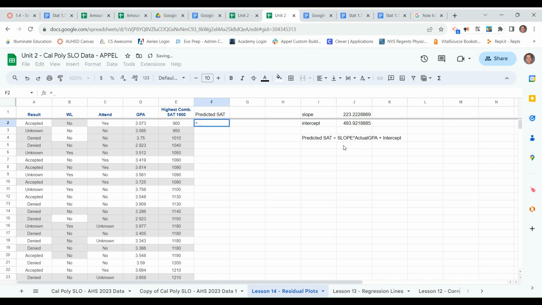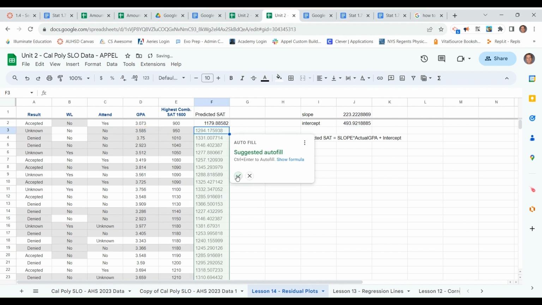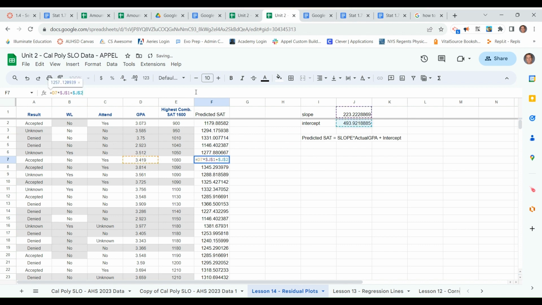So this equals my GPA times this thing plus this thing. And so I want those to always be the same reference. So I'm going to put the dollar signs around the letter. And now when I autofill that, all of them should be referencing those two. So that's my predicted SAT.